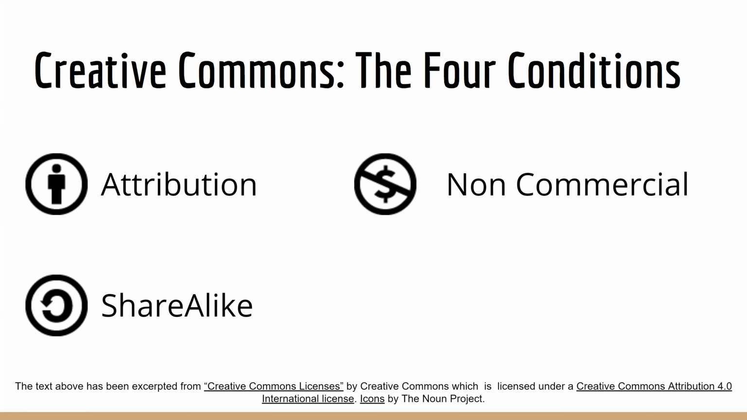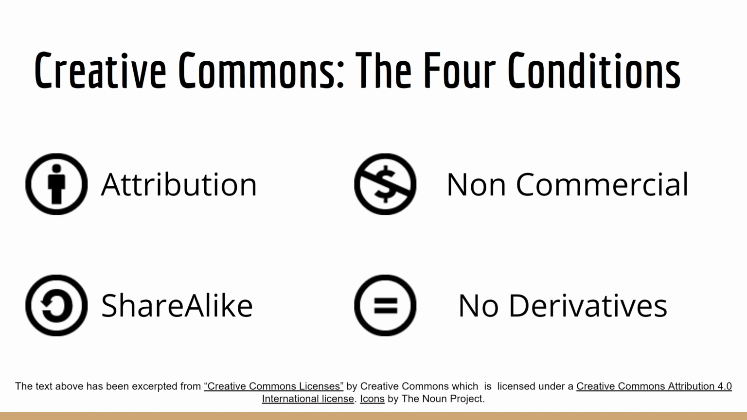The third condition is the non-commercial condition. This condition allows you to give permission to others to copy, distribute, display, perform, and, unless you have chosen no derivatives, modify and use your work for any purpose other than commercially, unless they get your permission first. The fourth condition is the no derivatives condition. This condition allows you to give permission to others to copy, distribute, display, and perform only original copies of your work. If they want to modify your work, they must get your permission first.